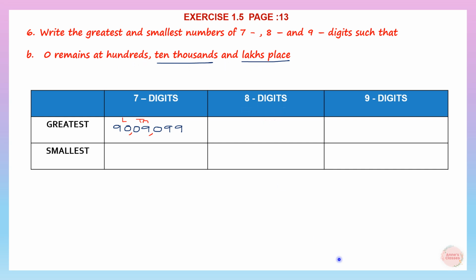Now the greatest 8-digit number, let's write 8 nines. 1, 2, 3, 4, 5, 6, 7, 8. So we've got 8 nines. Now we have to put 0 in the hundreds place. So ones, tens, hundreds. Remove this and put a 0. Then in the 10,000s place. So ones, tens, hundreds, thousands, 10,000. So remove this and put a 0 there. Then in the lakhs place, ones, tens, hundreds, thousands, 10,000s, lakhs. So remove this and put a 0.